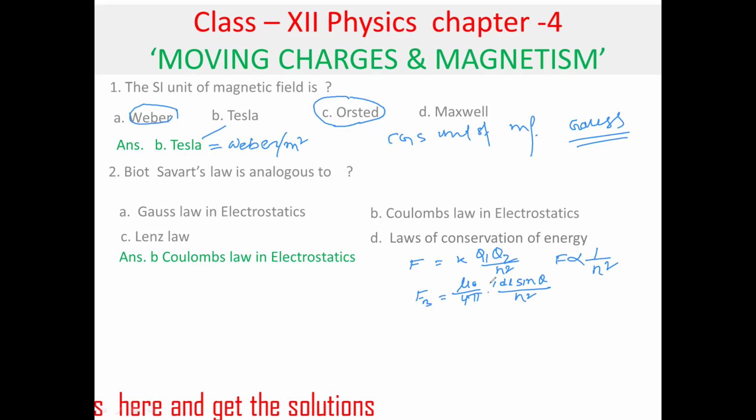So here also you see this is the constant part, and I dL is not a constant part. I is variable, dL is variable, sin theta is variable. R is also variable. So the magnetic force varies inversely as the square of distance. So these two are similar with Coulomb's law.